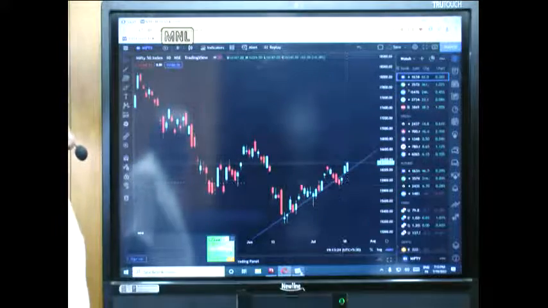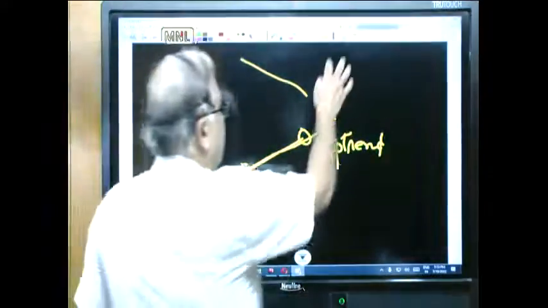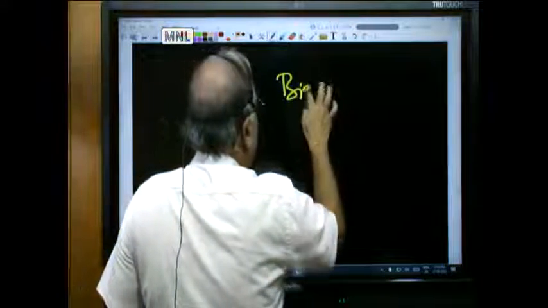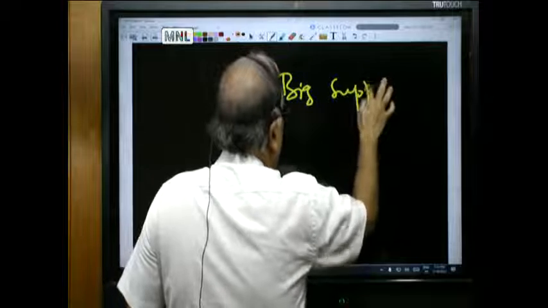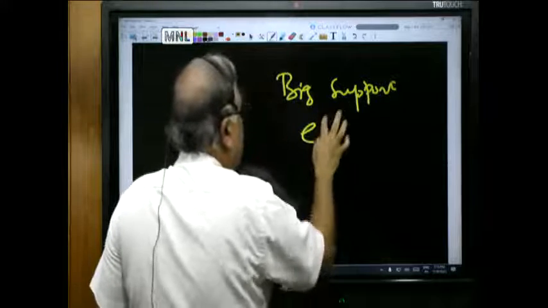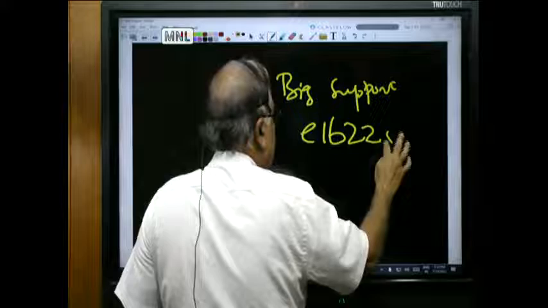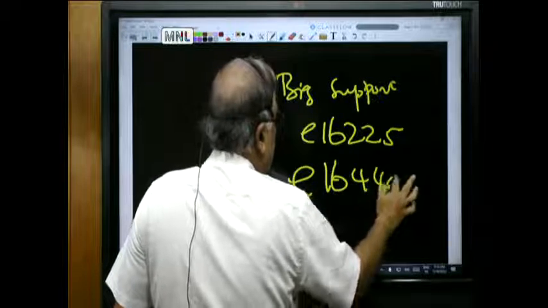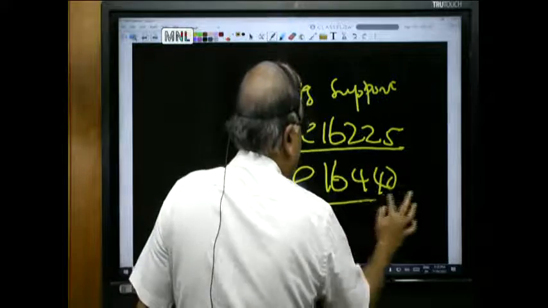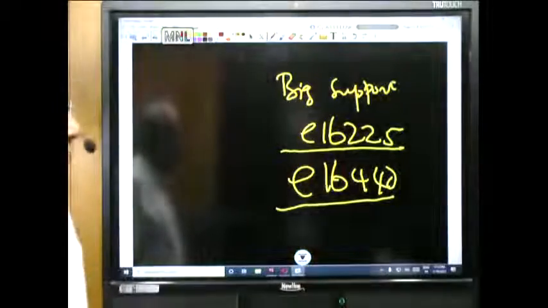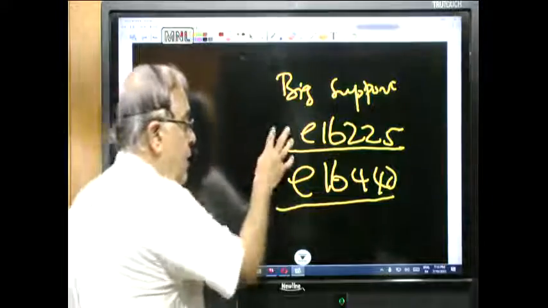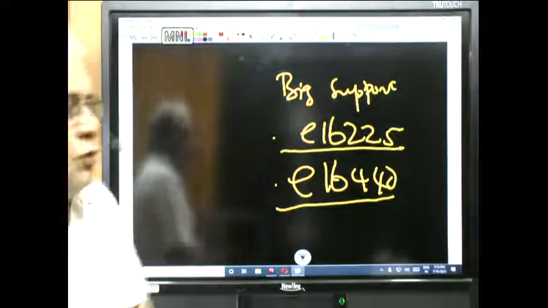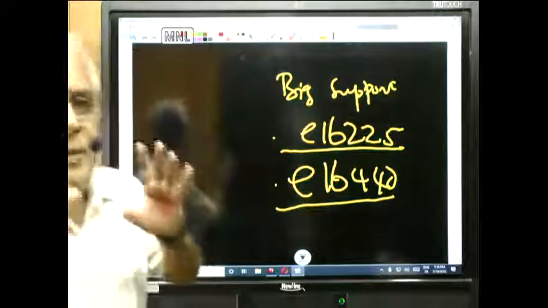16,227 it becomes. So tomorrow's big support can come closer to 16,227 or 16,225 approximately, we'll write it. And big resistance 16,440. So this could be the expected range for tomorrow. But whether it will come to 16,225 or whether it will stop exactly at 16,440, we're not sure. But we will keep this as a big estimate first of all.